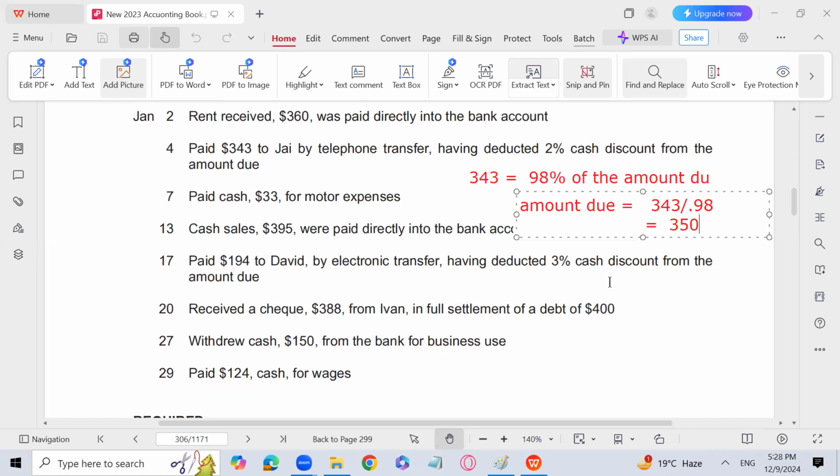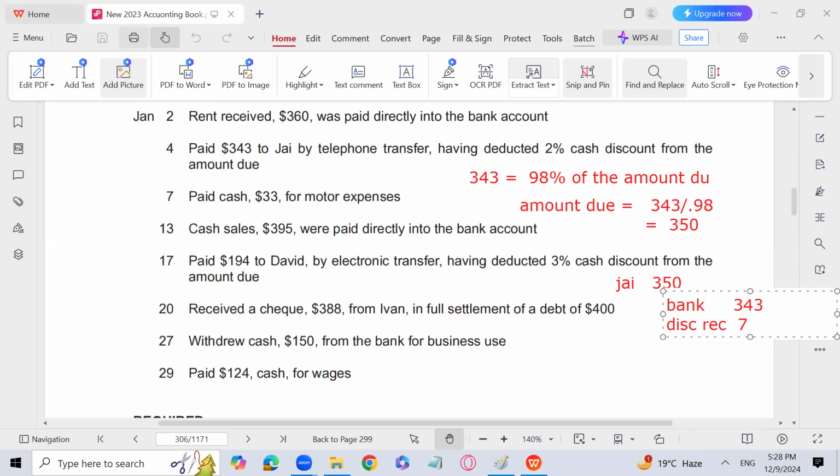So it means that we are making the payment to J, and the entry we should have passed is J debit 350, which is the full amount. But we are making how much payment? 343, and the remaining amount is basically discount received on payment. So now you can post this entry in the cash book, otherwise it will become very difficult to understand. The same is the case with the entry at point number 17.